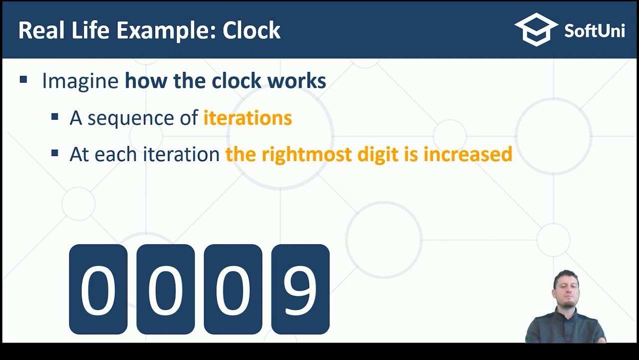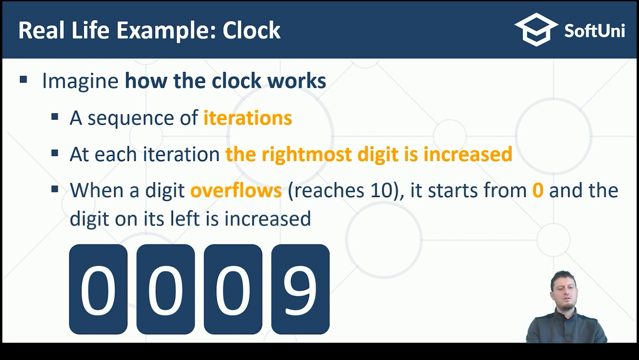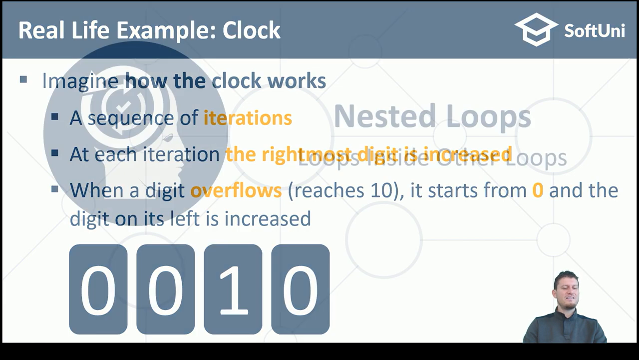But when the rightmost digit is increased and reaches 10, it becomes 0 and the left digit from it is increased. So we'll have, from 0009, we'll have 0010. So this is a nested loop.